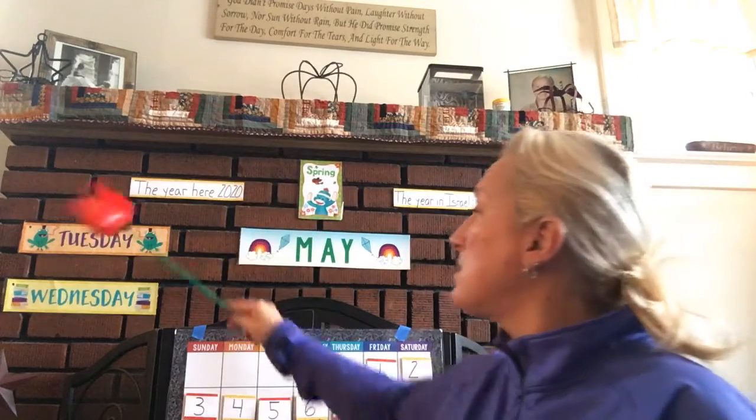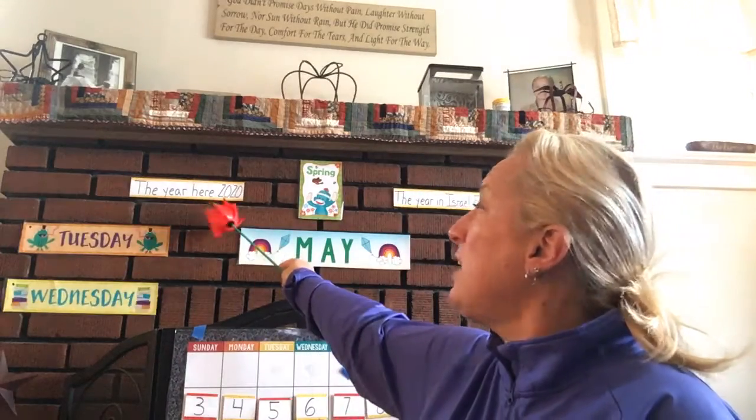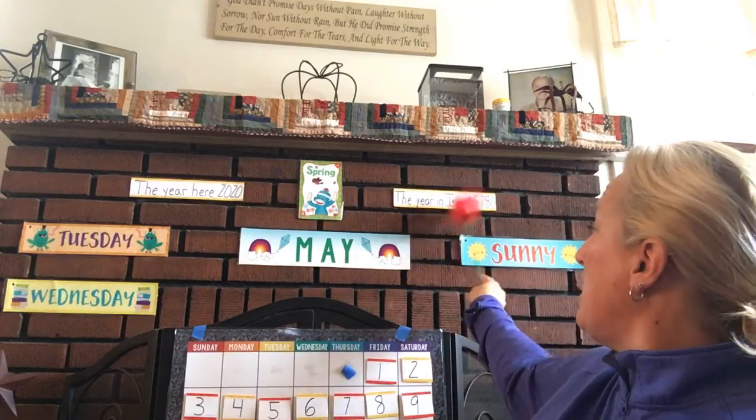Monday, Tuesday. Today is Tuesday. If today's Tuesday, what's tomorrow? Wednesday. The year here is 2020. The year in Israel is 5780.